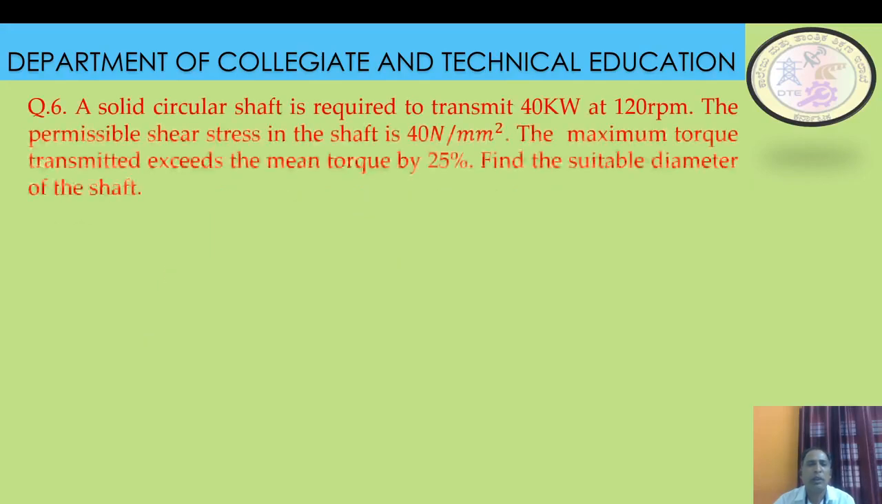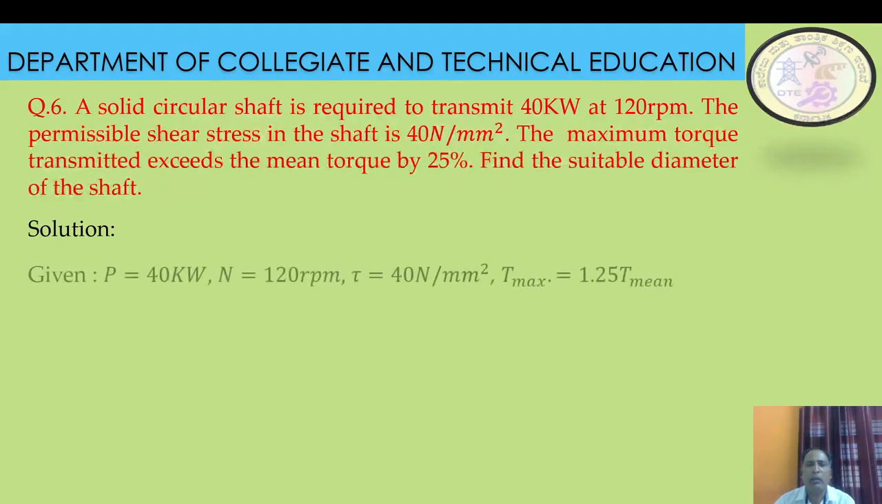The first numerical of today's session is: a solid circular shaft is required to transmit 40 kilowatt at 120 rpm. The permissible shear stress in the shaft is 40 Newton per mm square. The maximum torque transmitted exceeds the mean torque by 25%. Find the suitable diameter of the shaft. First we'll write the given data.